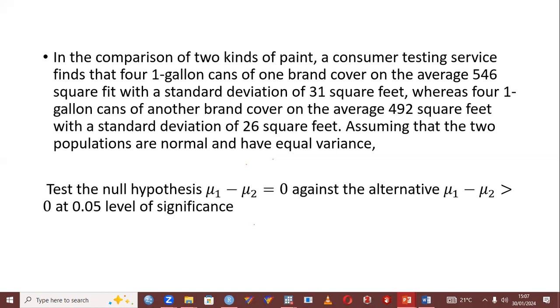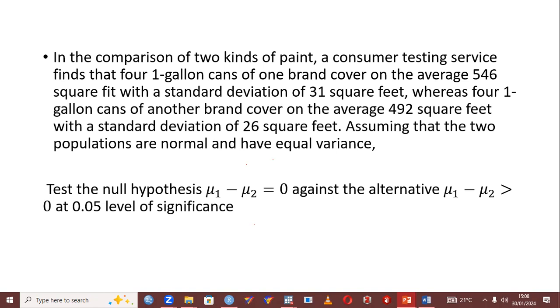Of 26 feet. Assuming that these populations are normal and have an equal variance, so we shall basically use a t-test, but their sample sizes are small. Altogether, they are 4 gallons, so their sample sizes are very small. So I'm saying a test, and I pose that the difference between the means is equal to 0, or the other greater than 0, at the 0.05 level of significance. So of course, we should also do the same thing in STATA.